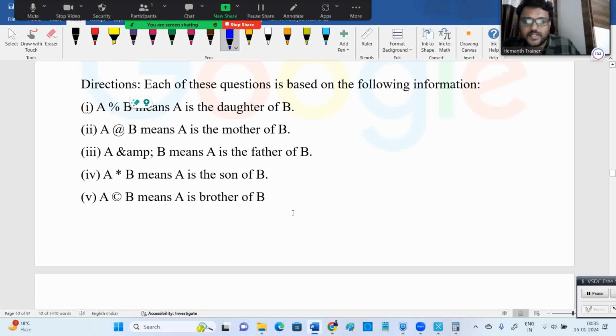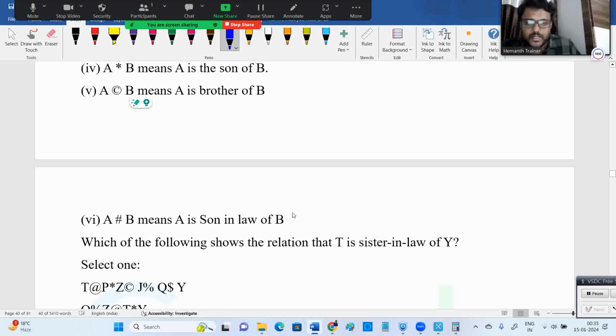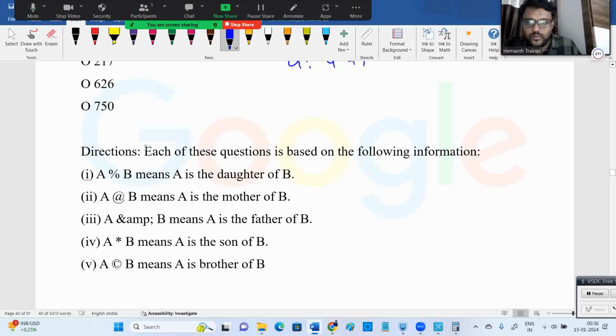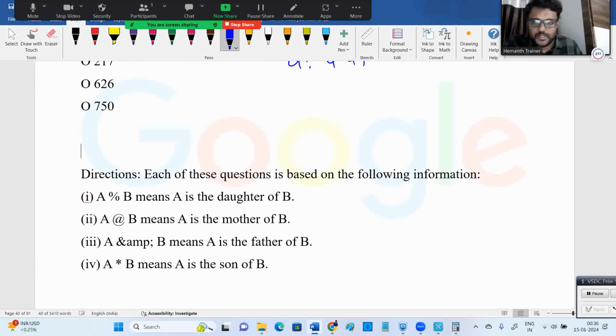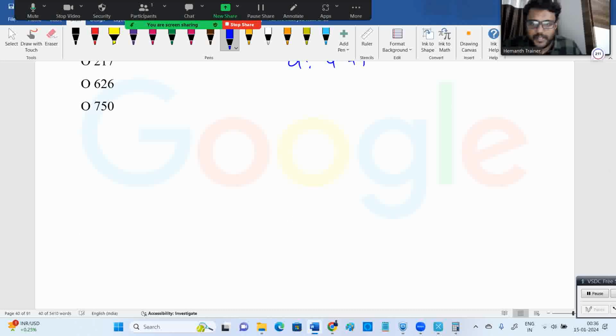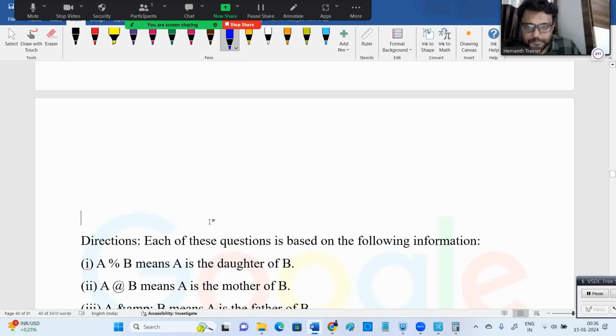In blood relations, using the symbols, T is sister-in-law. Sister-in-law means T must be female and T should be one generation below Y. Okay, you can verify that, right? So we'll check all those in one go. Okay, as per the question, symbols meaning required. So T must be female, right? Okay, we'll check.